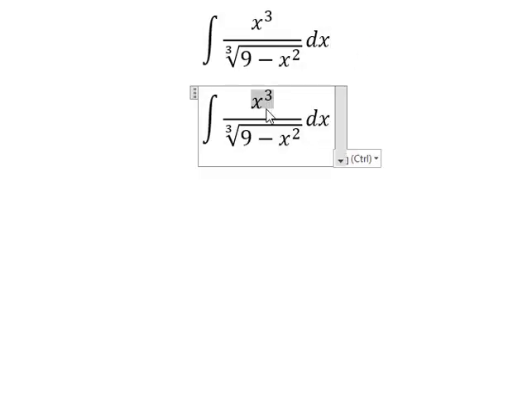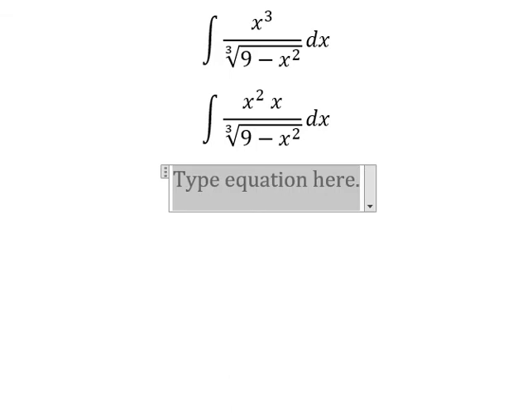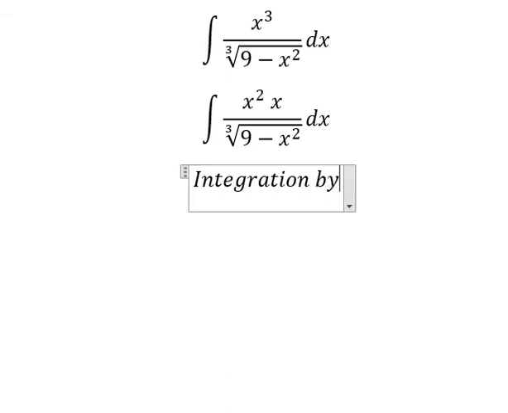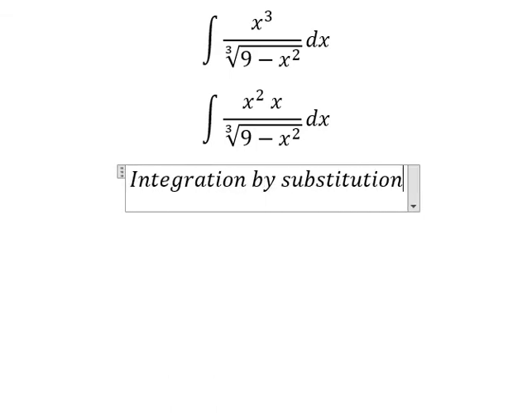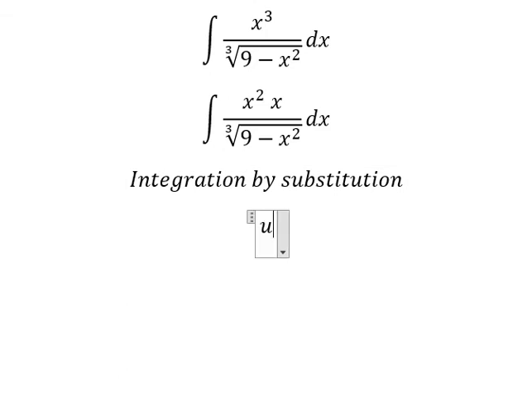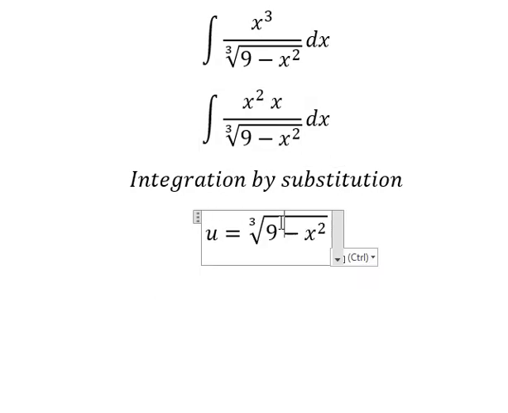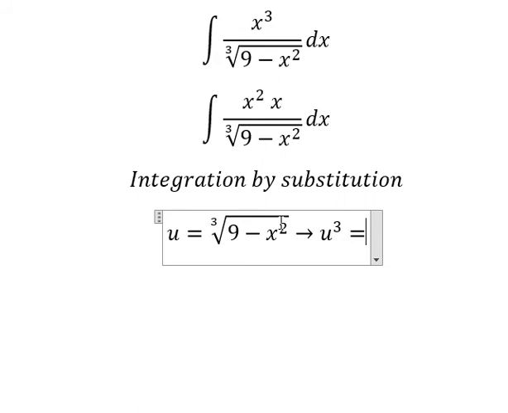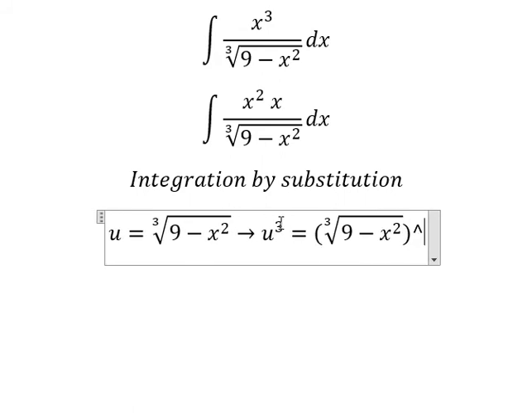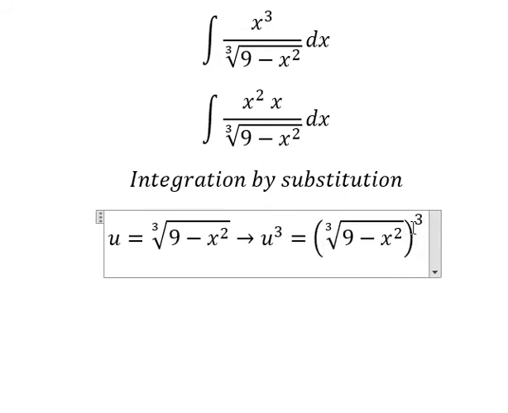About x to the power of 3, I can put it into x squared and x. Next, I will use integration by substitution. So I will put u equals this one. Later, we put the number 3 on both sides to cancel the cubic root.